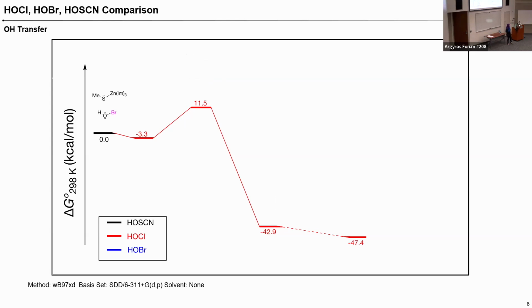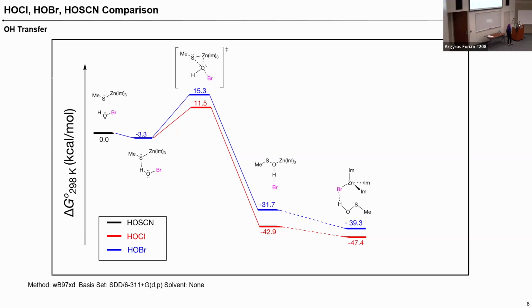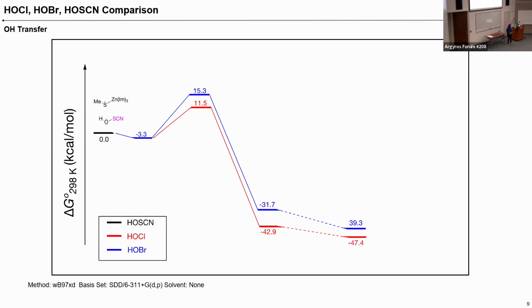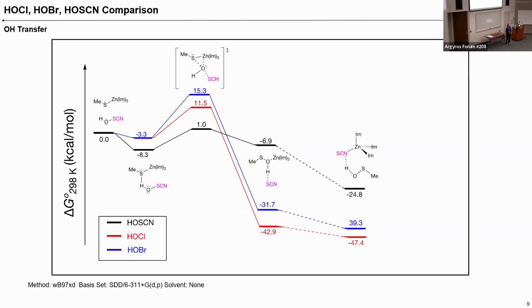For the HOBr system, we found that that first association was again at negative 3.3 kilocalories per mole, with a transition state at 15.3 kilocalories per mole, the formation of the sulfenic acid at negative 31.7 kilocalories per mole, and the release of it at negative 39.3 kilocalories per mole. Finally, for the HOSCN system, we have the association at negative 8.3 kilocalories per mole, a transition state at only 1 kilocalorie per mole, sulfenic acid formation at negative 6.9 kilocalories per mole, and the release of the sulfenic acid at negative 24.8 kilocalories per mole.